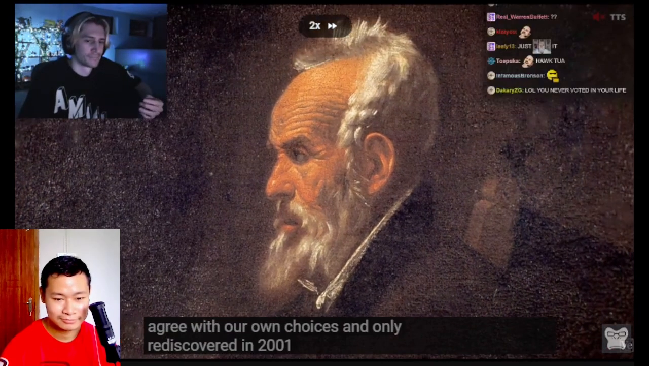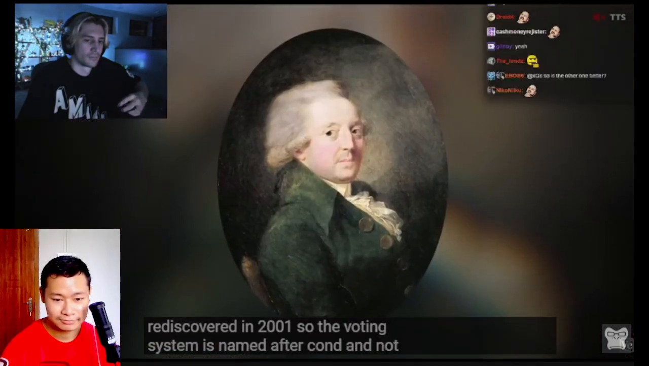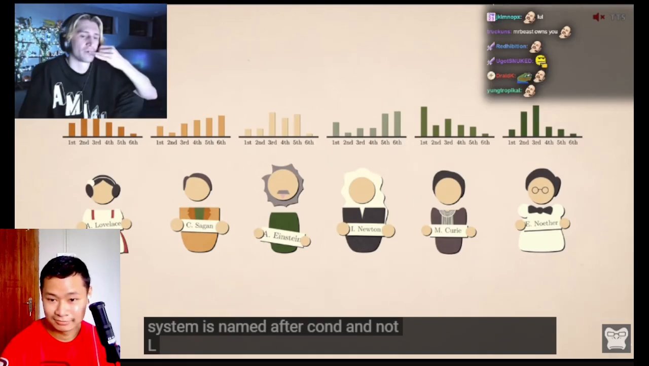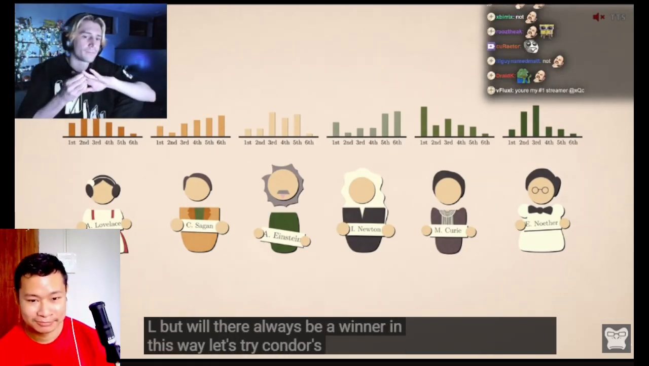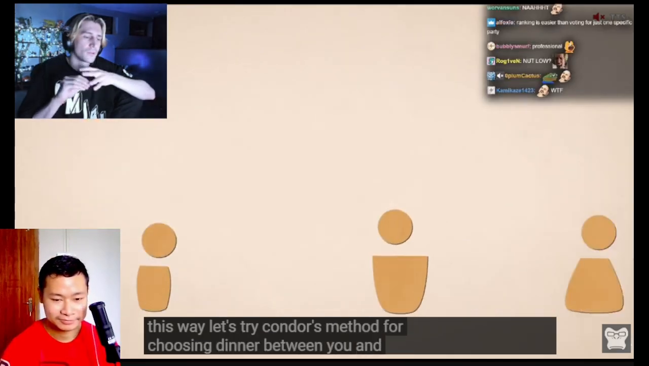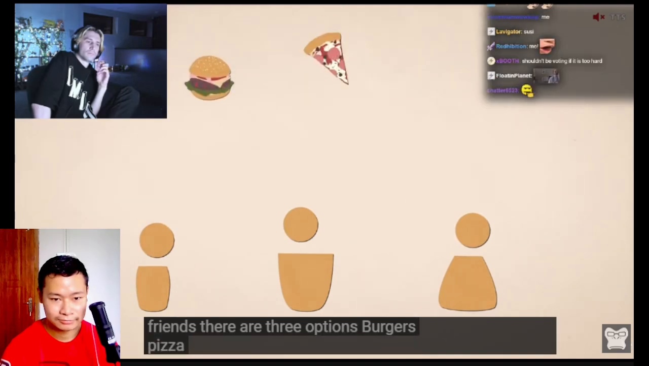And only rediscovered in 2001. So the voting system is named after Condorcet and not Lull. But will there always be a winner in this way? Let's try Condorcet's method for choosing dinner between you and two friends. There are 3 options: burgers, pizza, or sushi.